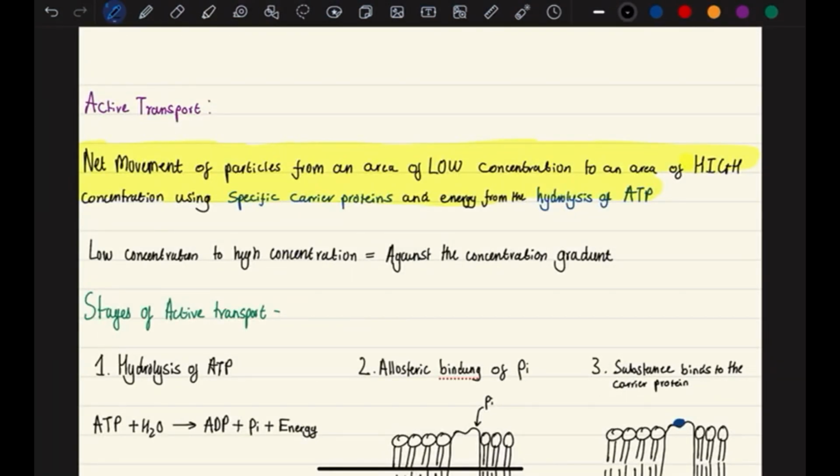We're going to talk about active transport. Now, guys, definition again, I cannot stress it enough. Definition is so important. So it's the net movement of particles from an area of low concentration, see, we're switching it up, low concentration to high concentration using specific carrier proteins and energy from hydrolysis of ATP. Guys, I cannot stress it enough.